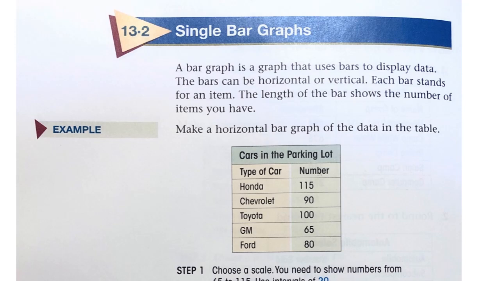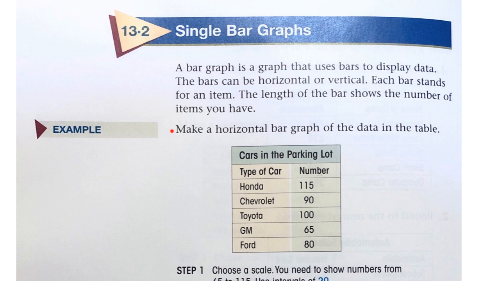Basic Math, Chapter 13, Section 2, Single Bar Graphs. A bar graph is a graph that uses bars to display data. The bars can be horizontal or vertical, which means it can go up and down or side to side. Each bar stands for an item. The length of the bar shows the items you have.